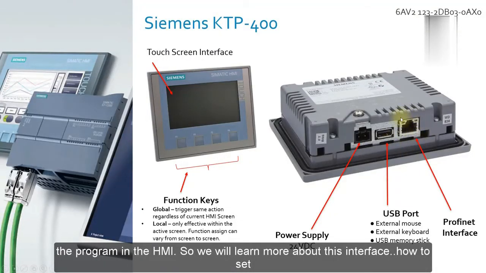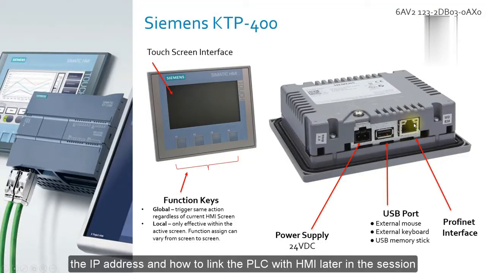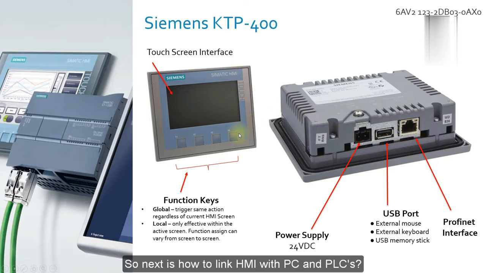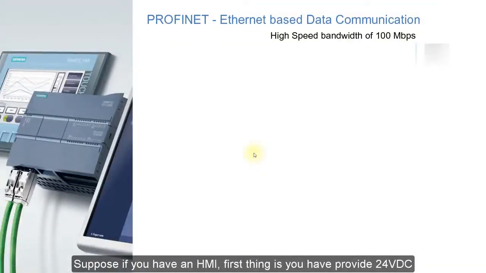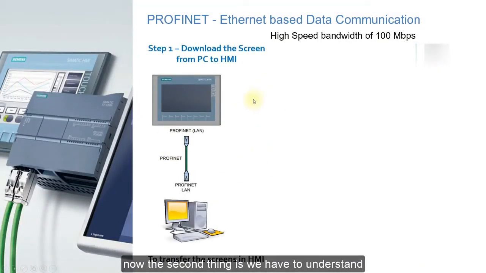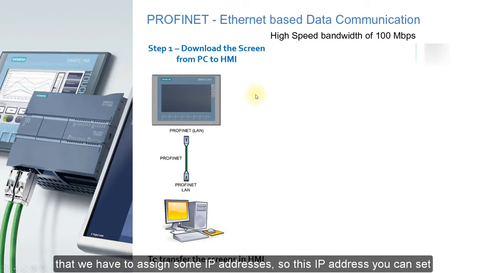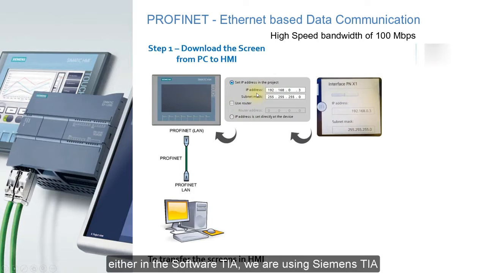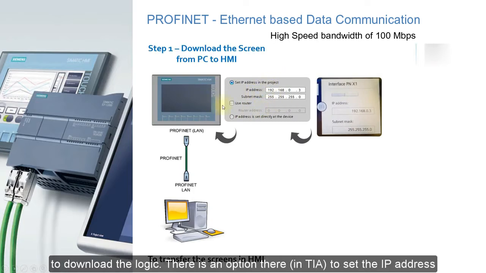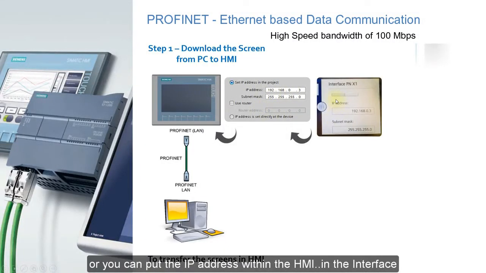We'll learn more about this interface, how to set the IP addresses, and how to link the PLC and HMI later in this section. Next is how to link the HMI with PC and PLC. If you have an HMI, the first thing is you have to provide 24 VDC. The second thing is we have to assign some IP addresses. You can set this IP address either in the software TIA, we are using Siemens TIA to download the logic, where there is an option to set the IP address, or you can set the IP address within the HMI interface. We will see these steps when we configure the HMI.